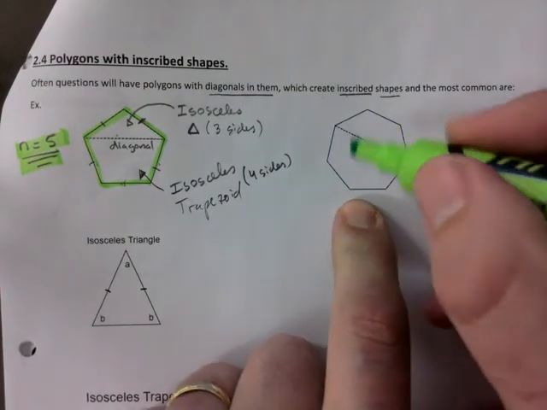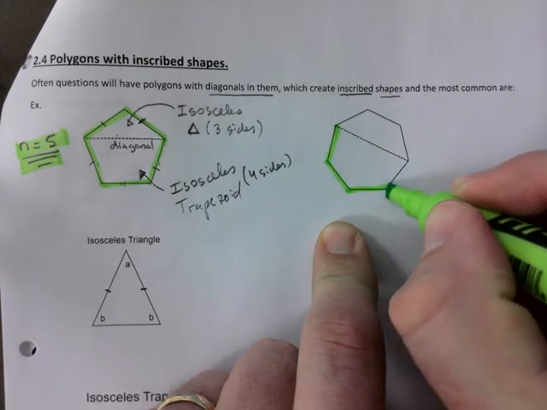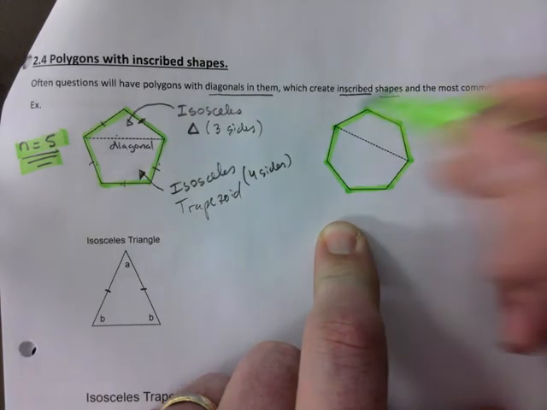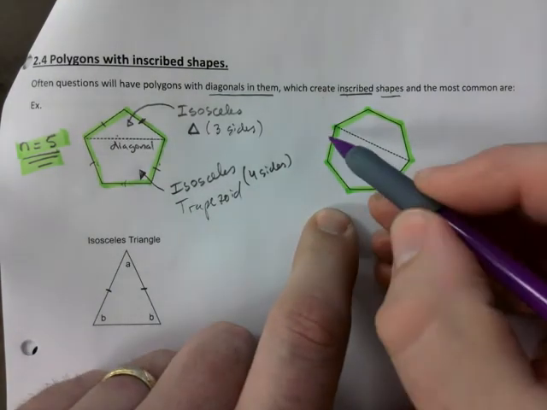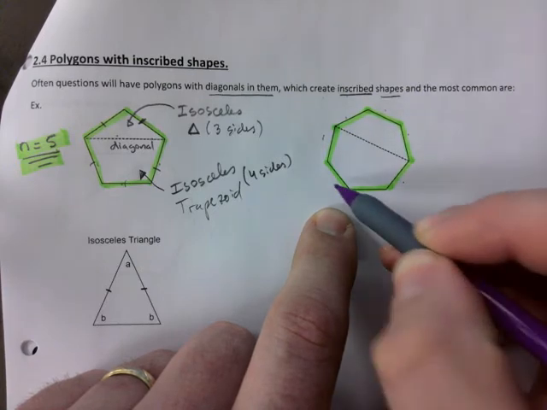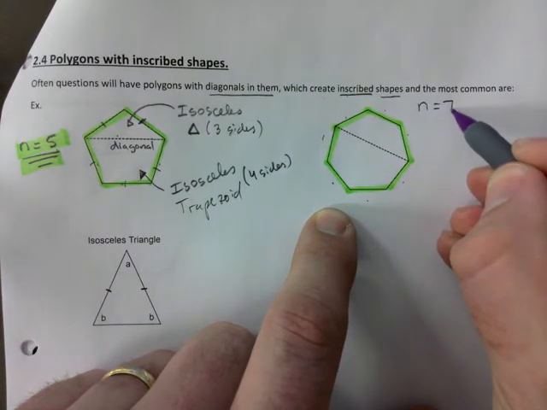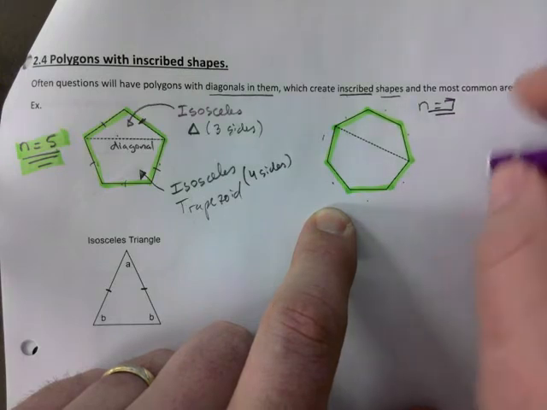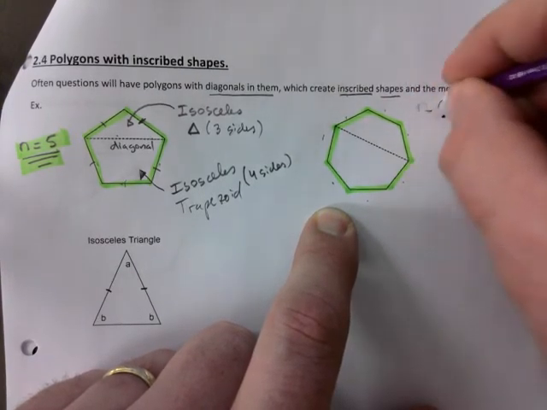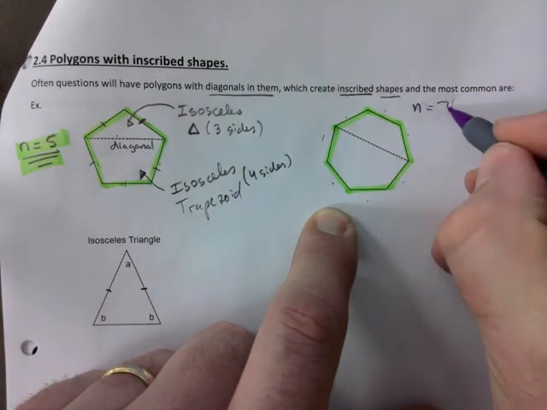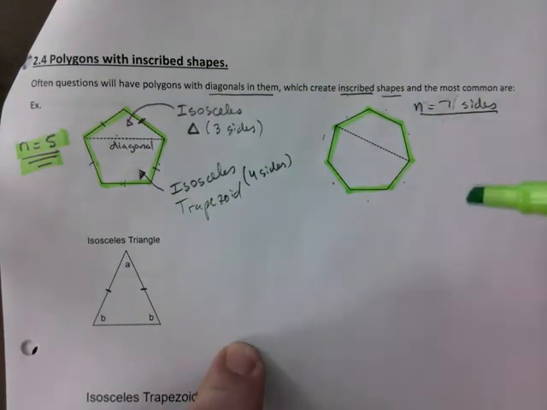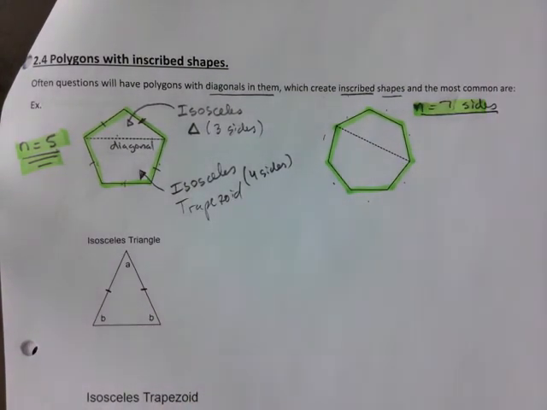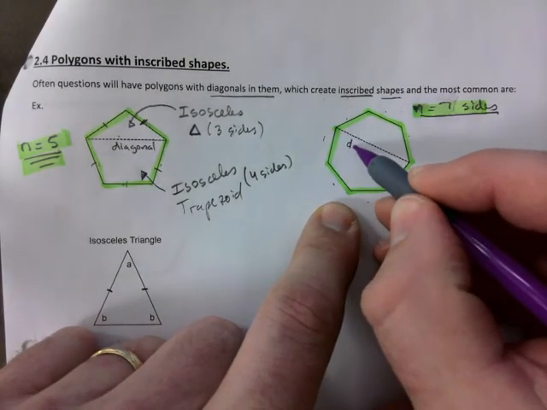Now let's go to this one here, right? Let's focus on that polygon, where everything else is found inside, right? So you count 1, 2, 3, 4, 5, 6, 7. N is equal to 7. Very important. N is equal to 7 sides, right? And so 7 sides is what we start with. And then this one just has one diagonal.